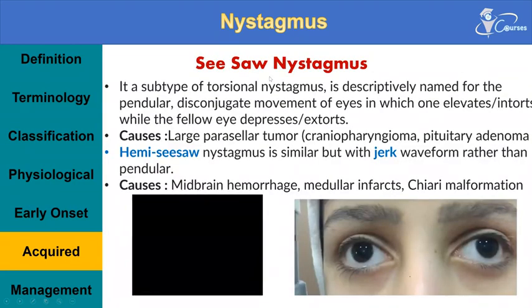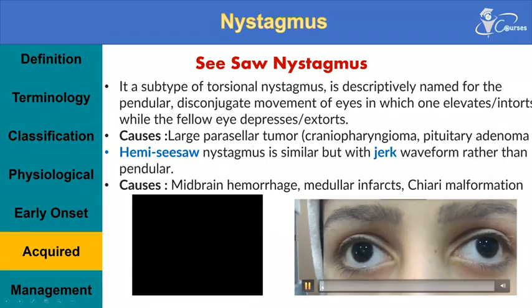The seesaw nystagmus is a subtype of torsional nystagmus. So it is a pendular nystagmus. To remember the pendular nystagmus, there are the sensory nystagmus and the seesaw nystagmus. It is a pendular disconjugate nystagmus, so the eyes' movements are different. Why are they different? One eye elevates and intorts, while the other eye depresses and extorts.